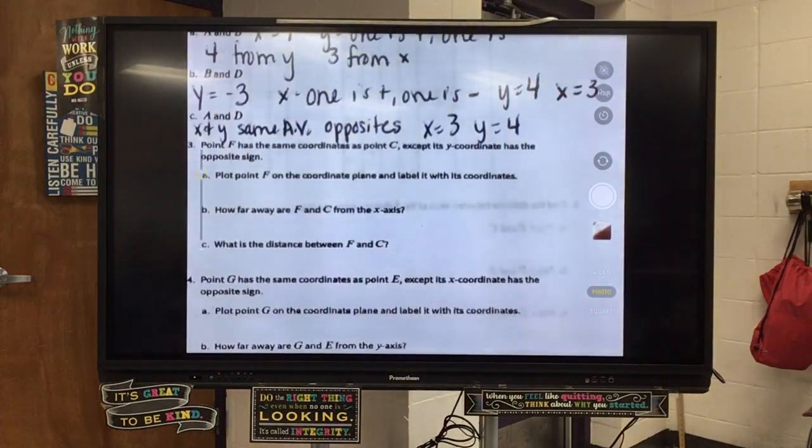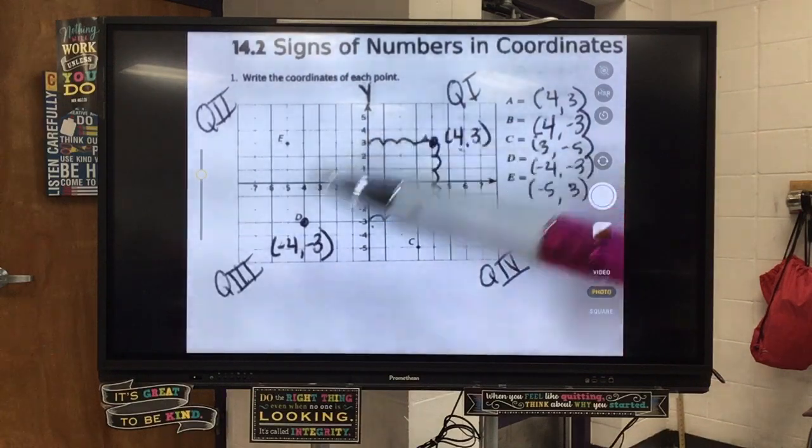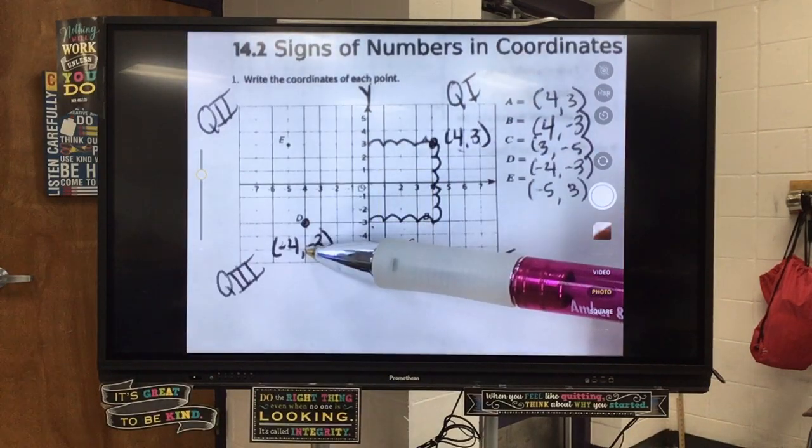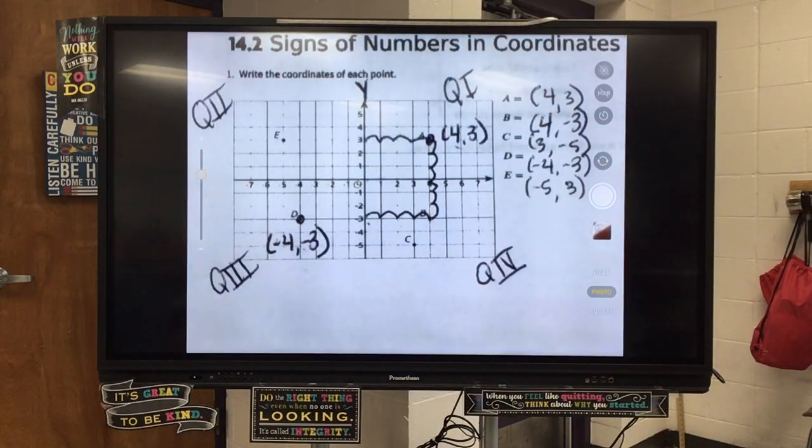So regardless of the 3 sets of points that we talked about, they're all the same distance from X and they're all the same distance from Y. And you should notice that essentially A is the opposite of D, or D is the opposite of A. And how do we know that? How do we know that A is the opposite of D and D is the opposite of A? Mara?